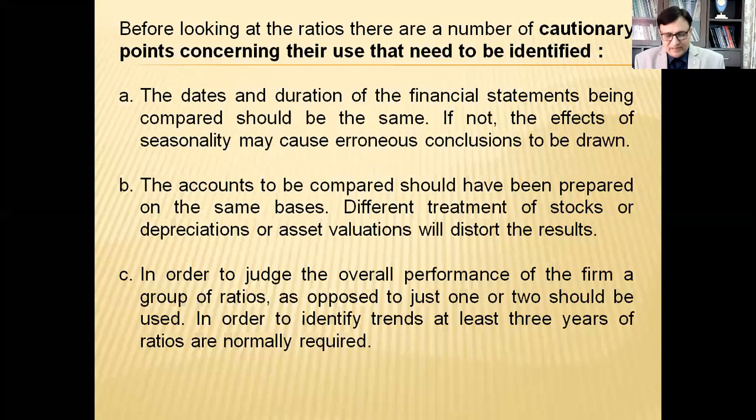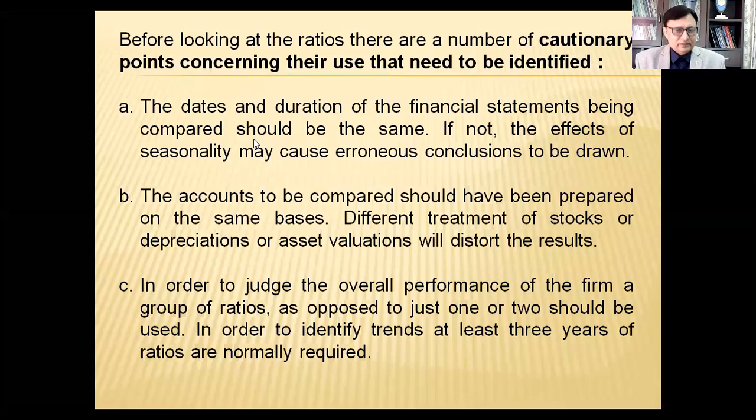For example, if one company is using the straight line method of depreciation and other companies use the written down value method, their figures will not be comparable on this aspect. So in order to judge the overall performance of the firm, we should not take one ratio; we must find out the group of ratios as opposed to just one or two.